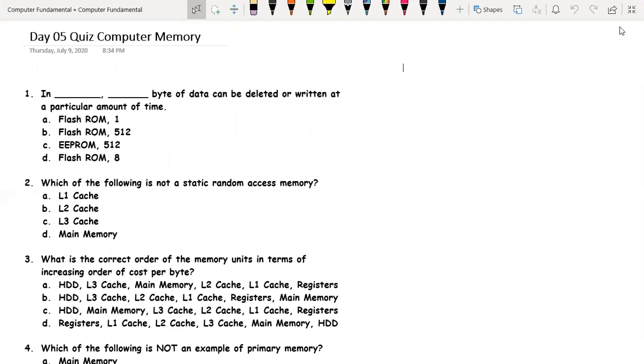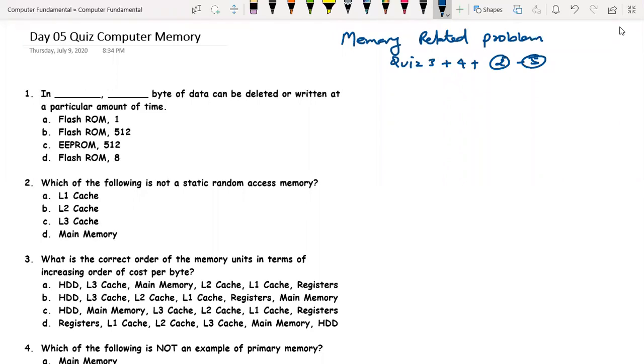Let's start. Yes, sir. This quiz consists of memory related problems. Quiz number 3 plus 4 plus 2 questions in 5. From quiz number 5, 2 questions. Okay, so let's start.